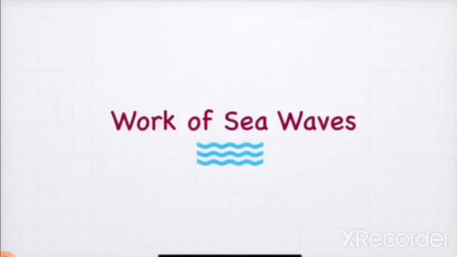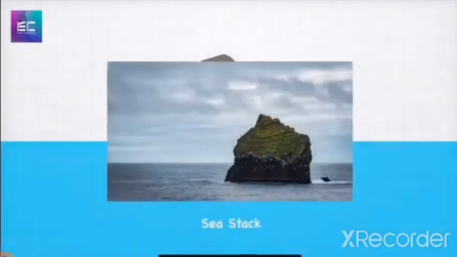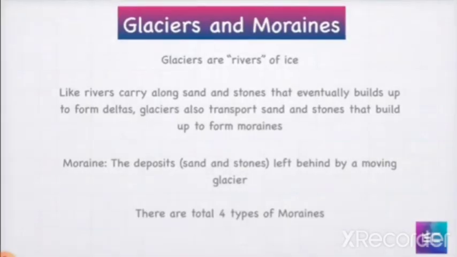And the cliff means the waves erode the base of the land on the shore, and it forms a rocky coast. This we can see in the coastal areas, as I told you. So this is known as sea cliff.